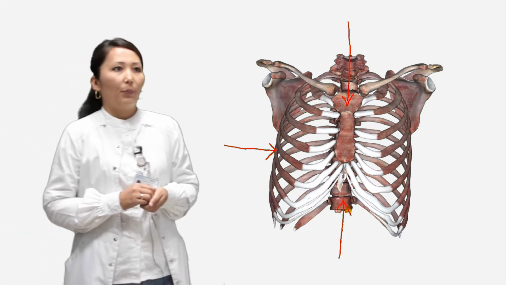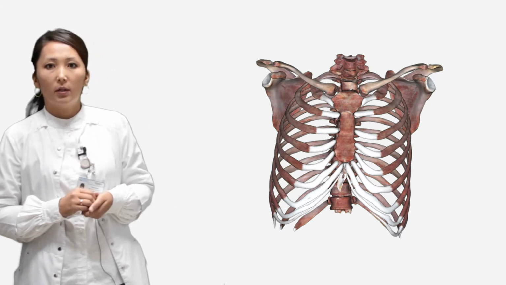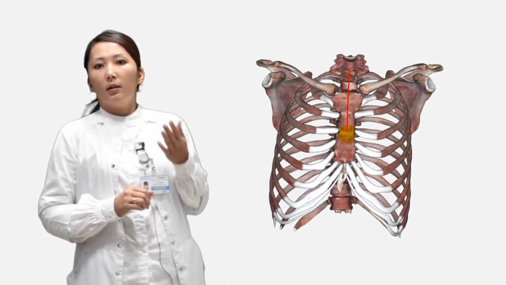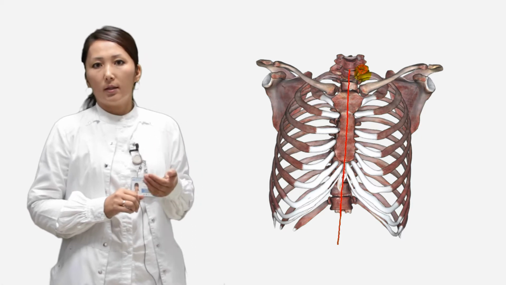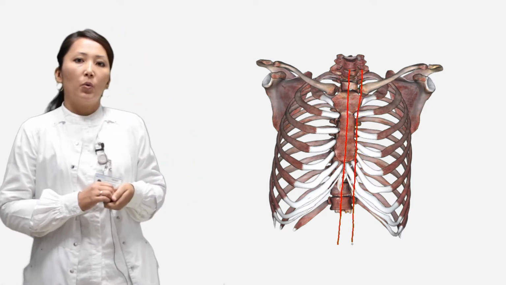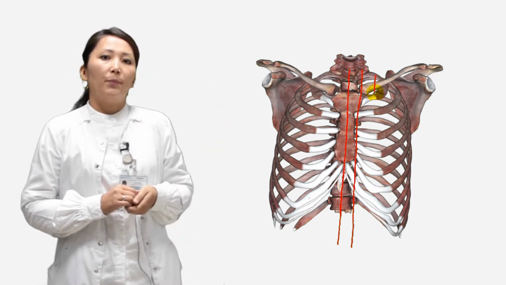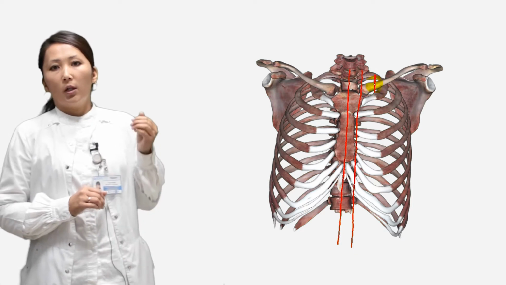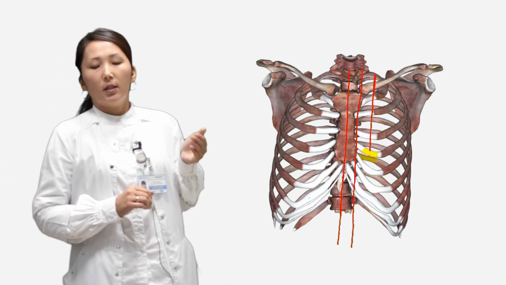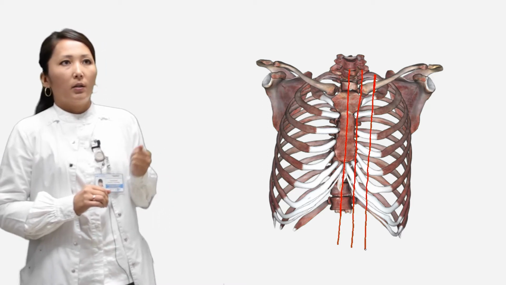Let's talk about projection lines of the chest. First is the anterior median, which passes through the middle of the sternum. Second is sternal, which runs along the outer edge of the sternum. Next is paramedian, located in the middle of the distance between the sternal and midclavicular lines. And next is midclavicular line.